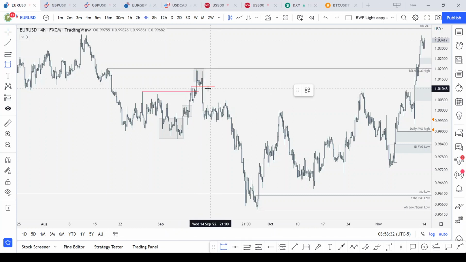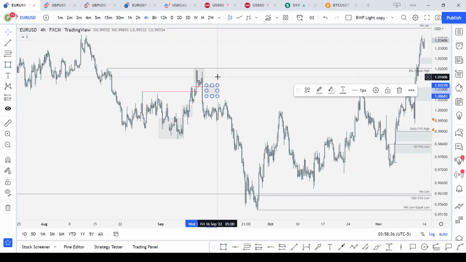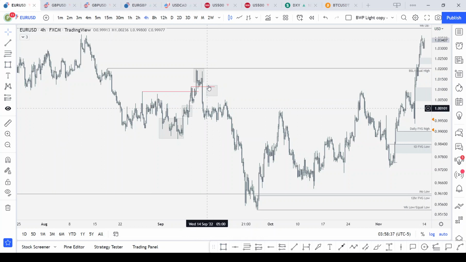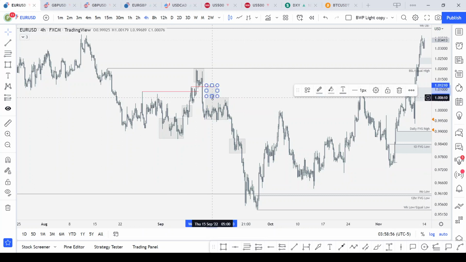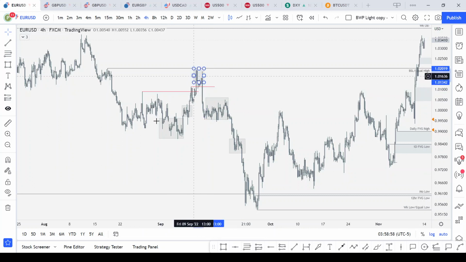Here, there is no accumulation. That's why I'm saying that sometimes you won't see all the stages. Ideally, you want to wait for price to trade into this level, but there wasn't accumulation. Instead, there was re-accumulation and then distribution below the low. So that's another example of the sell model.